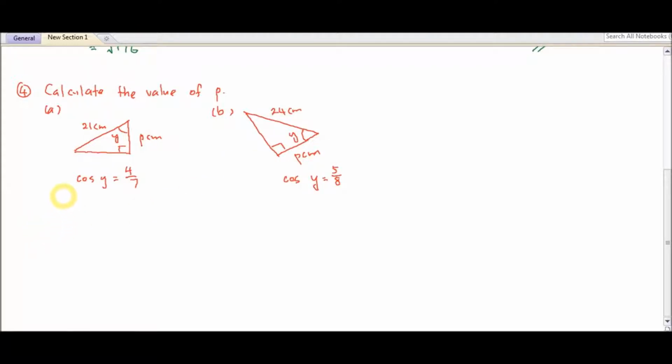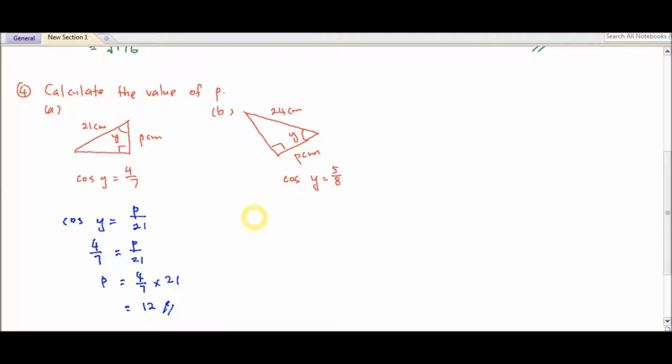Okay, let's look at question number 4. Calculate the value of P. Given by the question, cosine y is equal to 4 over 7. Cosine y is equal to CAH, right? P over 21. And the question tells us that cosine y is equal to 4 over 7. Means that 4 over 7 is equal to P over 21. Find the P. P is equal to 4 over 7 multiplied by 21. That gives 12. P is equal to 12.